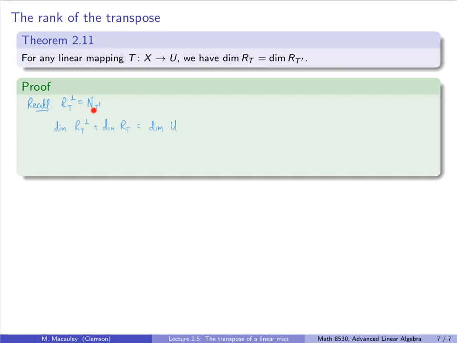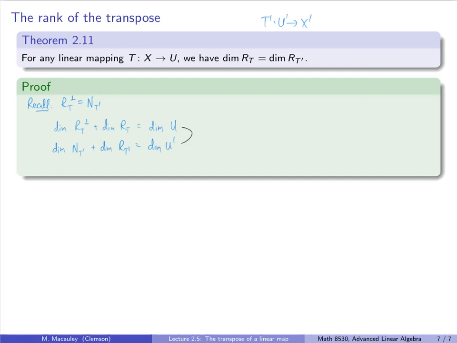Okay, now this other thing, the null space of the transpose. We have a fundamental result about the null space of a linear map, and that's the rank-nullity theorem. This says that the dimension of the null space of the transpose plus the dimension of the range of the transpose is the dimension of the domain. Now what's the domain of the transpose? The transpose goes from U prime to X prime, so that's the dimension of U prime.